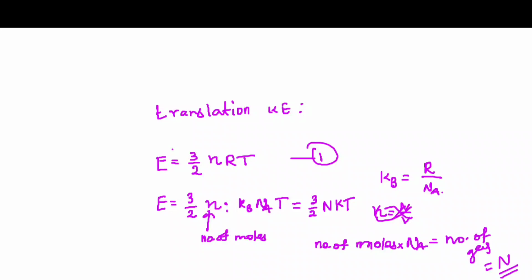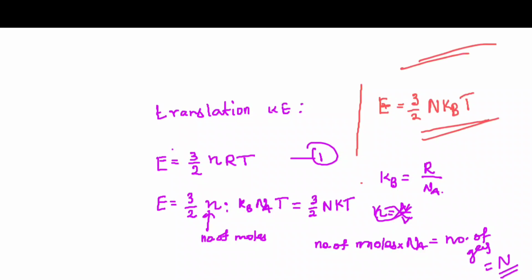So we got another formula which is in KB, that is energy, translational kinetic energy, that is E equal to 3 by 2 NKBT. So these are the some formulas which will help in problem solving. Now till this we saw many formulas. Let's revisit that before ending our lecture.